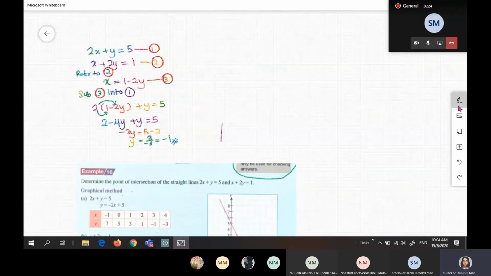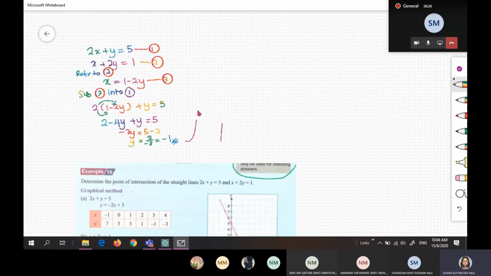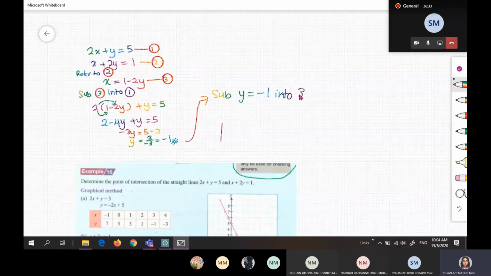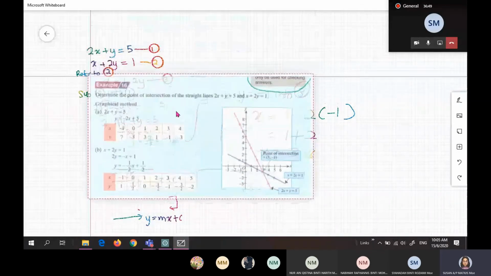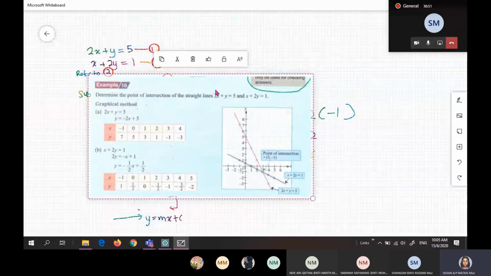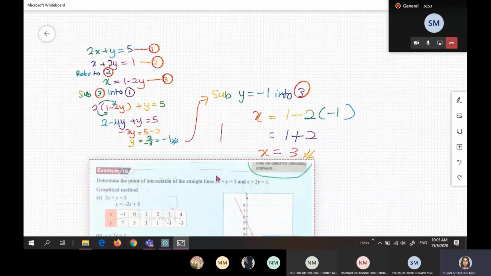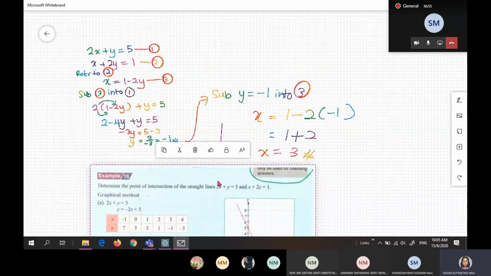So we have this. Substitute y equivalent to negative 1 into, maybe I'll take equation 3, x equivalent to 1 minus 2 and negative 1. So 1 plus 2, so x is equivalent to 3. So is x just now equivalent to 3? Let's check. So the point of intersection actually gives you the solution for the simultaneous linear equation.